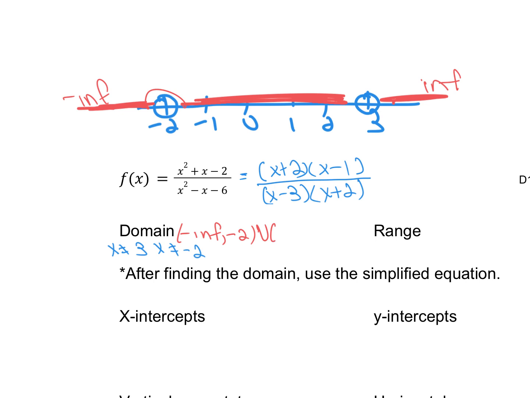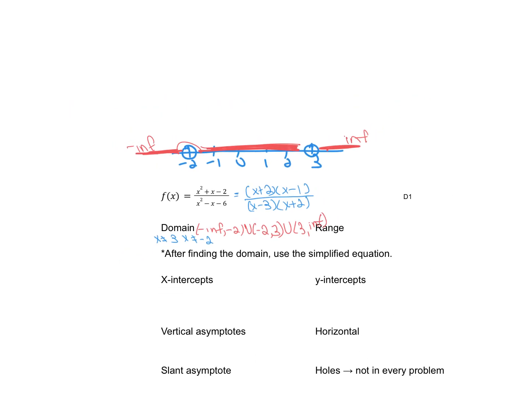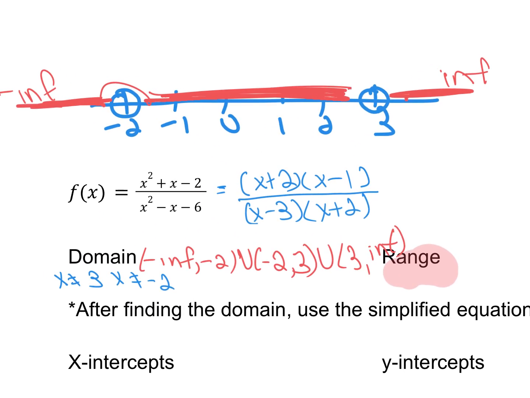And then we are going to start at negative 2 again, go until we hit 3, stop, jump over, and then we're going to go from 3 to infinity. Okay, so we have 3 sections of the graph. Again, our range, we will come back to that when we're all done and we have everything all graphed with our asymptotes.